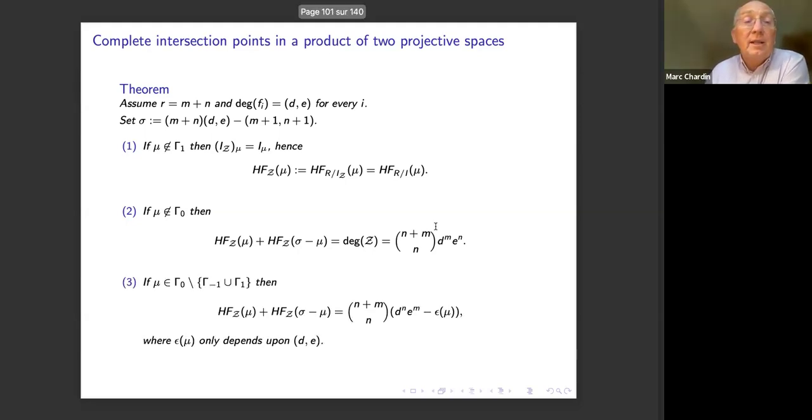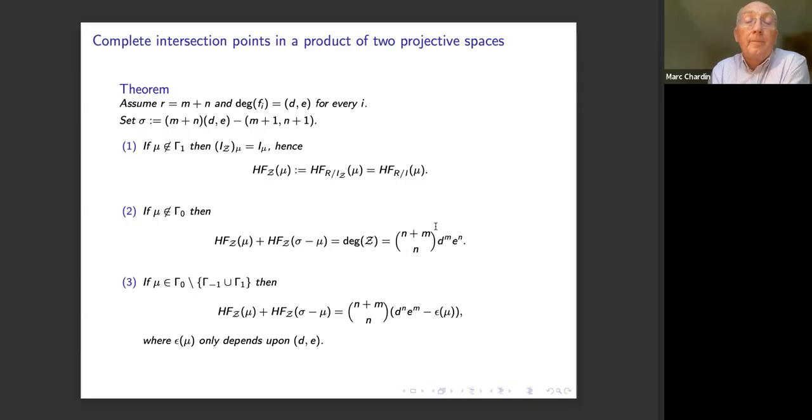The third thing is that if you're in gamma 0, but you're not in gamma 1 nor in gamma minus 1, then you also have a kind of duality. So you don't really have your formula, but you have that the sum is equal to this, and you have a correcting term, but the correcting term only depends on this mu, and we'll see a little bit about the dependence of that.